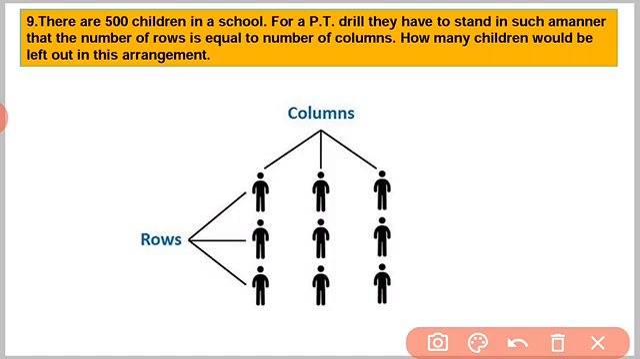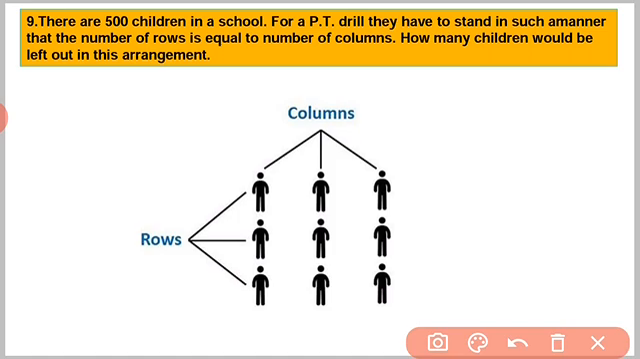Again, we have to find the number of children that must be subtracted from the total children to get a perfect square, or an arrangement where number of rows and number of columns are equal. When number of rows and number of columns are equal, it means that it is forming a square. Let's see an example.